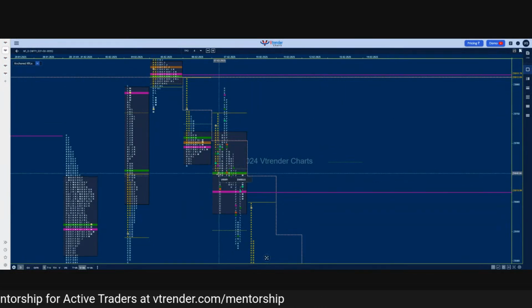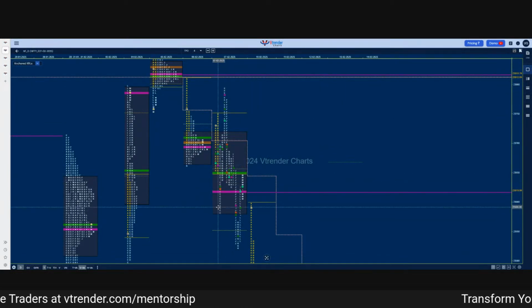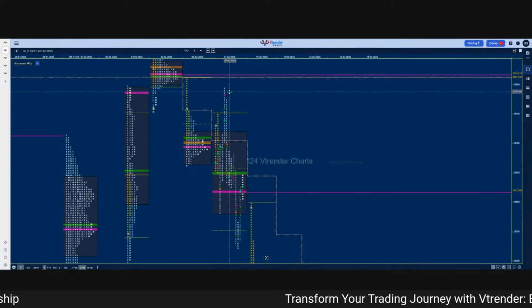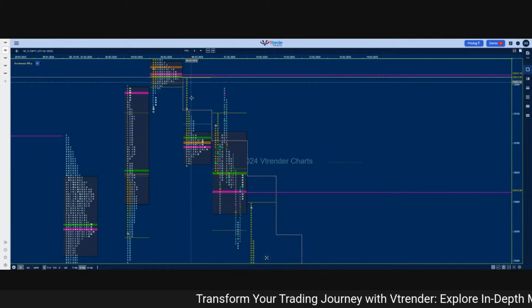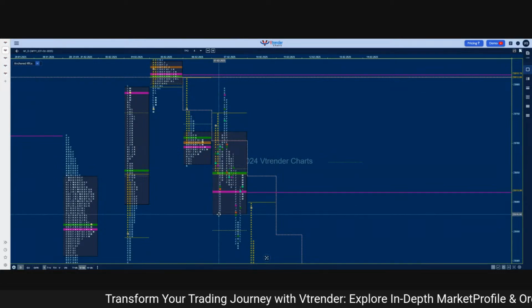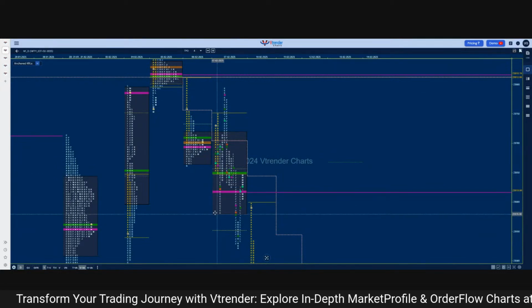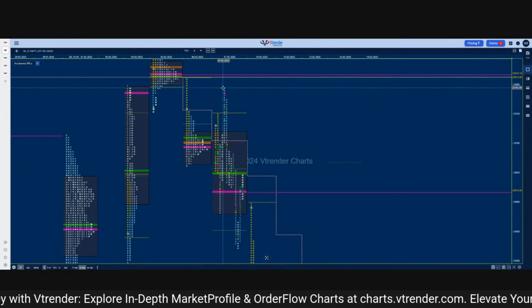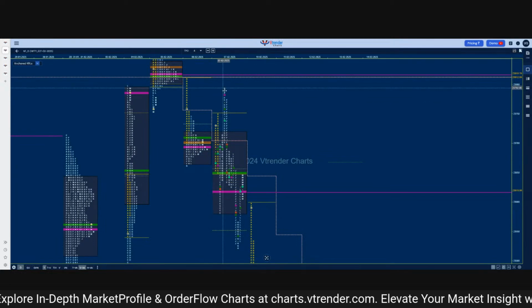In fact, we made a seaside extension lower first, which got rejected, and we went on to make a range extension higher, which again got rejected in this A period selling tail. So we did have a failed auction at the lows also, but this failed auction got negated because of this failed auction getting activated. So this failed auction was at 23794.